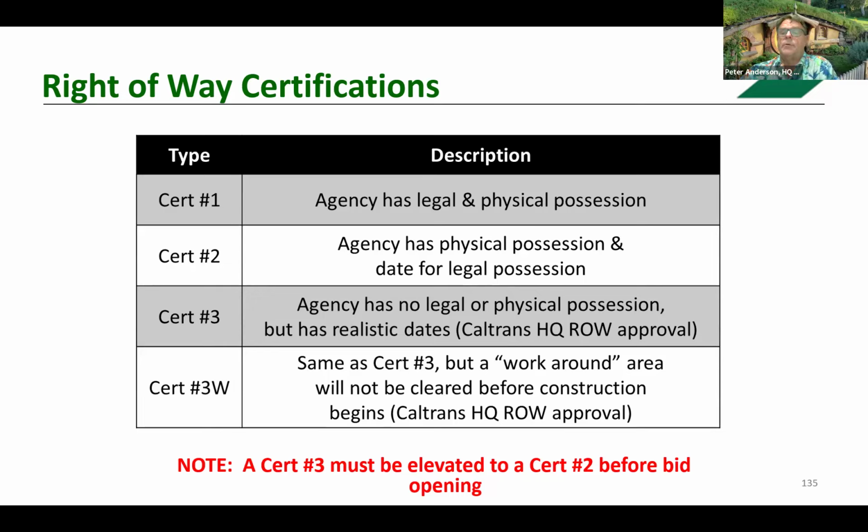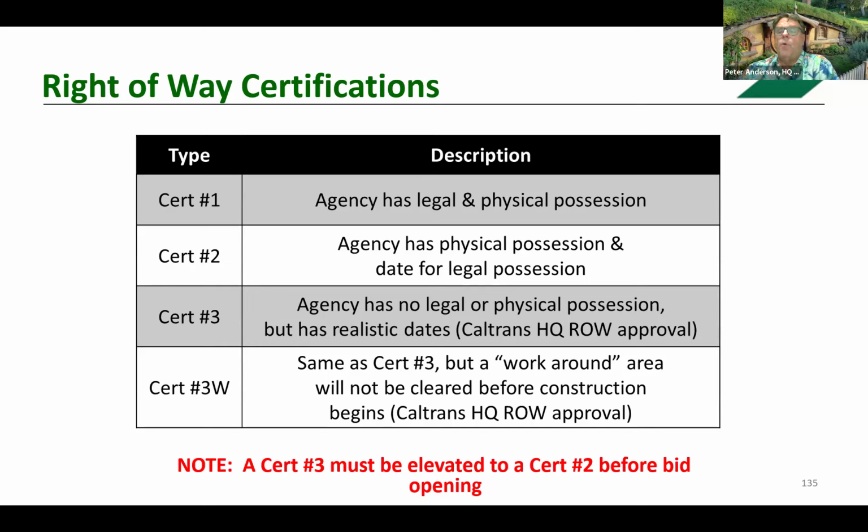A Cert 2, similar to a Cert 1, except that one or more parcels are in the agency's possession by virtue of agreement with the property owner. Cert 3, also similar, except a few remaining parcels are not in possession, is not complete. The agency must include anticipated dates when legal possession will be obtained. The Cert 3 is used in a very limited basis under exceptional circumstances.